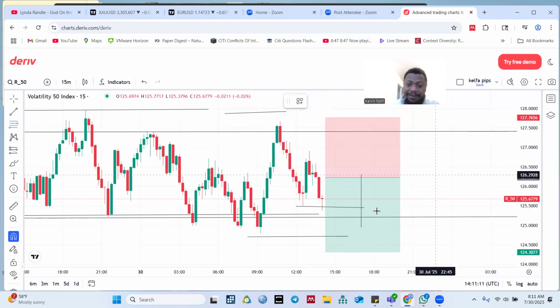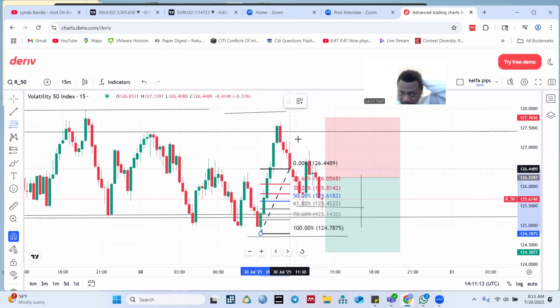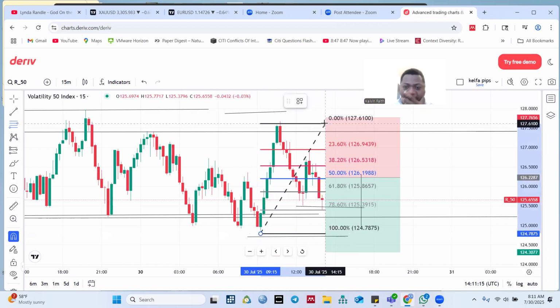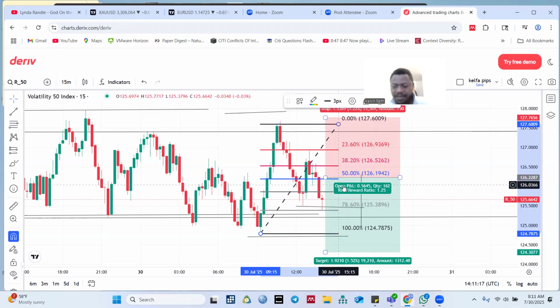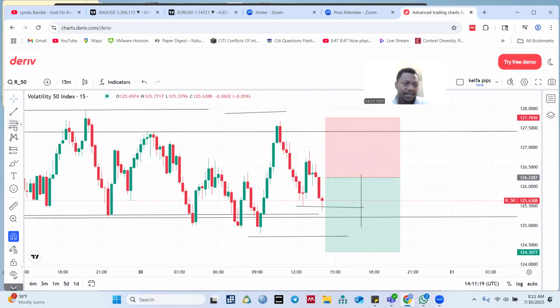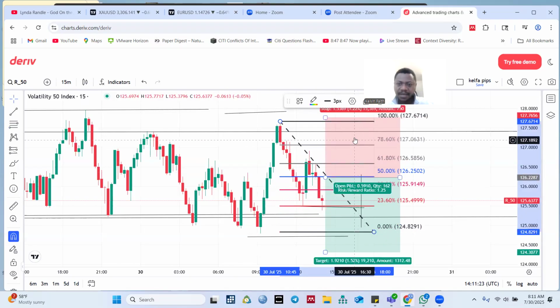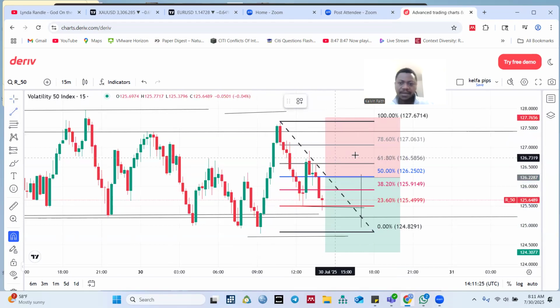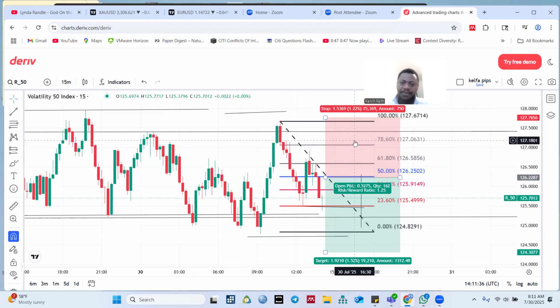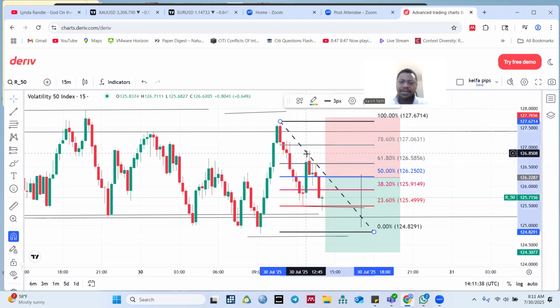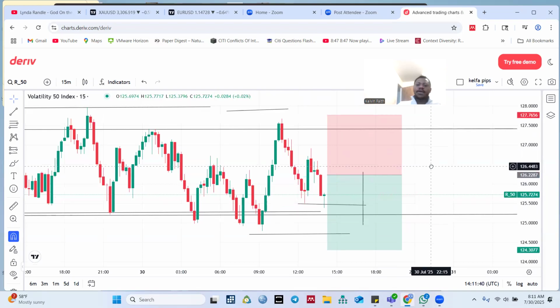We still have the 78.6% area at the top here. We still have it here. We just had 61.8%, so it's likely price might want to manipulate to the upside. Okay, so let's see what is going to happen.